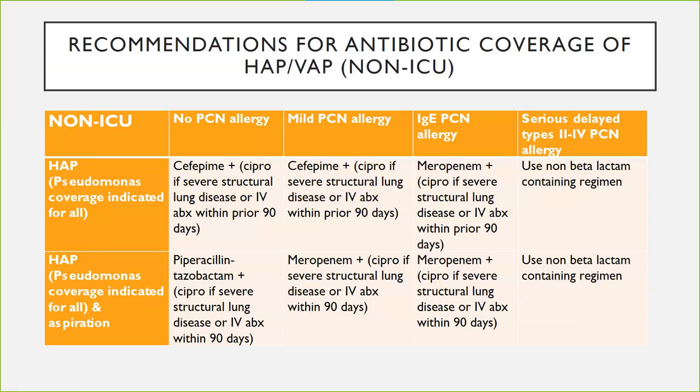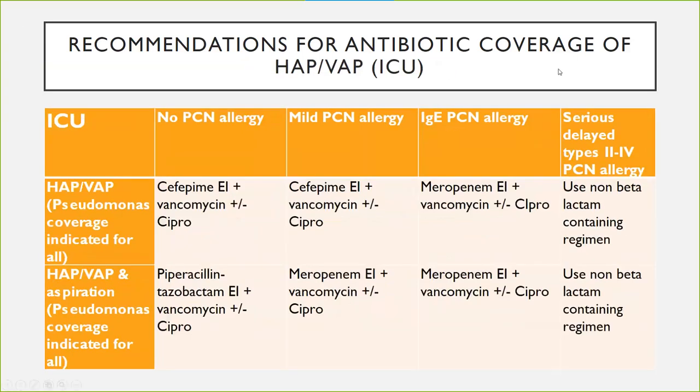For coverage of HAP or VAP in the ICU, we do add MRSA coverage. In cases where we're worried about aspiration, the recommended regimen is piptazo and vanc. If it's no aspiration, cefepime plus vanc. And then those are the regimens for penicillin allergy.